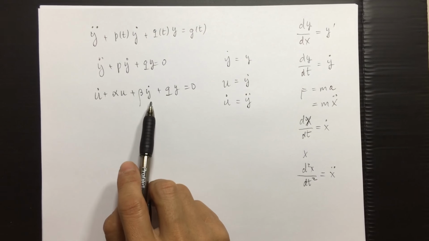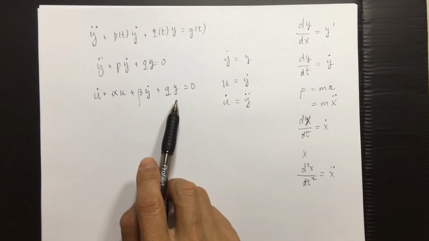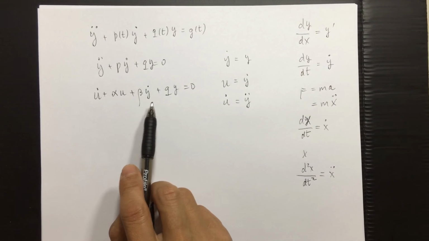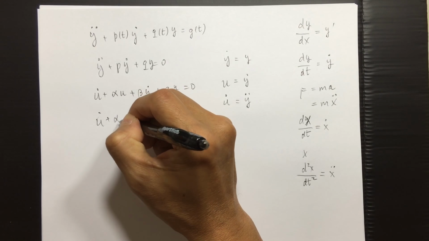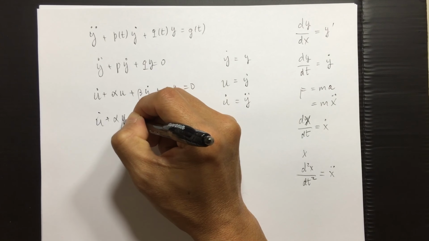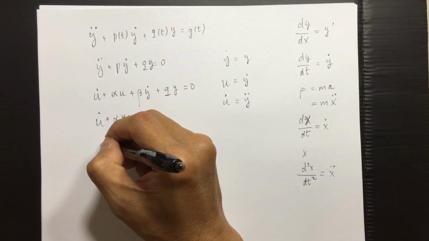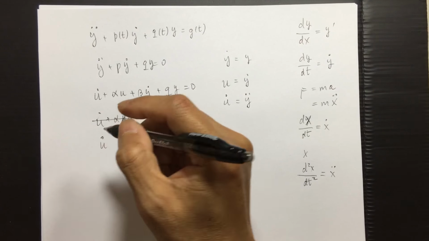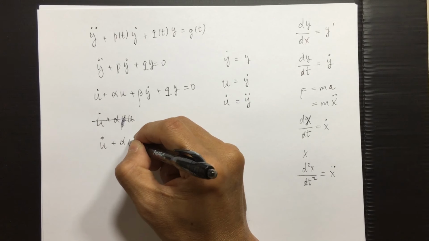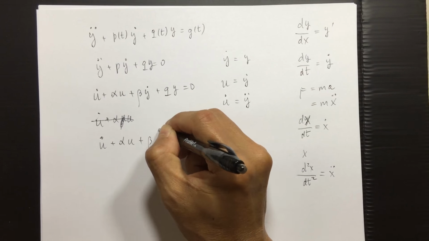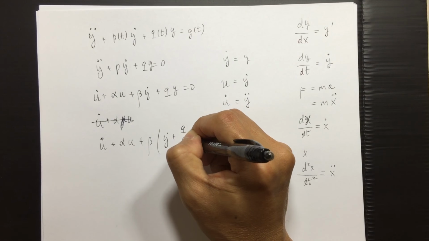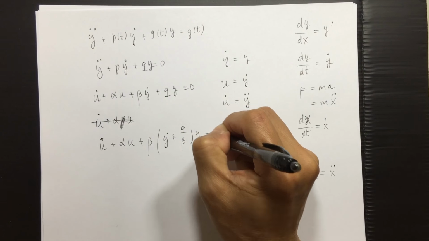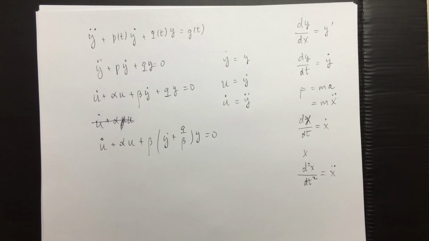Yeah. I split up p. If I can split up p like this, right? Yeah. I'm going to take the beta out. U dot plus alpha u. Let's write this again. U dot plus alpha u plus beta y dot plus q beta y equal to 0. Okay, now this is good.